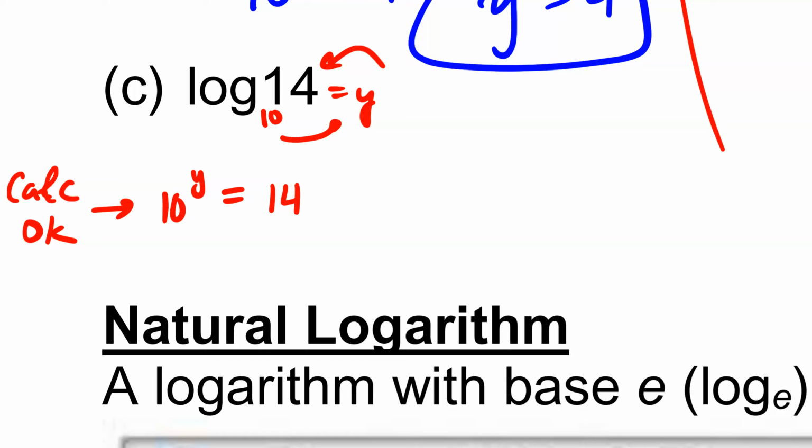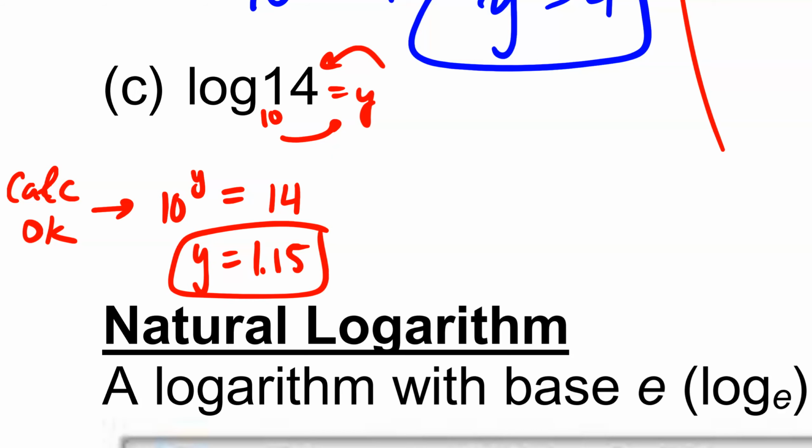So you literally could write log 14. Do you guys see the log button on your calculator? It's on top of the 10 to the x button. It's in blue, so you have to push control 10 to the x. You don't necessarily have to put in the 10, so if I put 14, I see you get 1.14613. So we'll just say round to the nearest hundredth, 1.15. So y is 1.15. Cool.